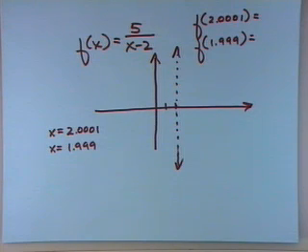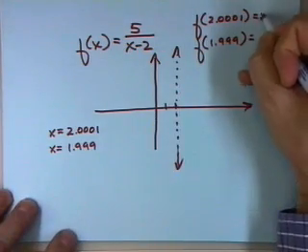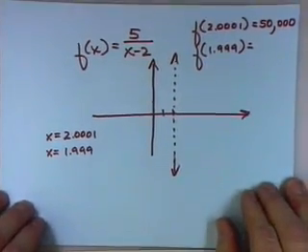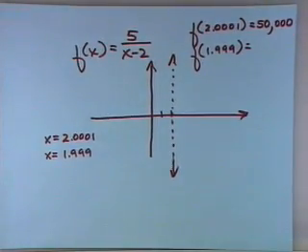Well, the denominator is 0.0001, right? 5 divided by that is 5 multiplied by the reciprocal of that, 10,000. So it's 50,000. Is that right? 50,000. Pretty large positive number.